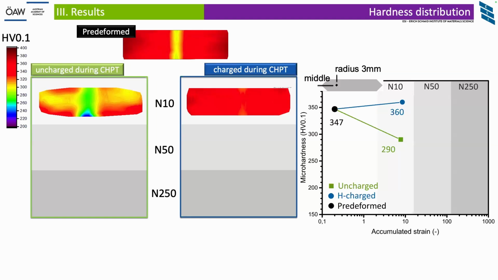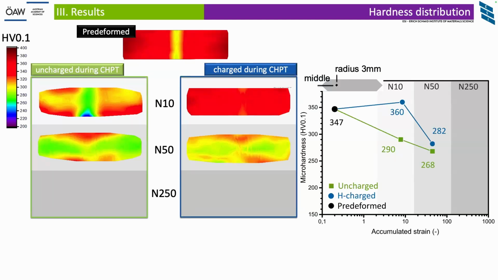For the hydrogen charged case, we see the other extreme. There is no grain coarsening. We know this from the EBSD measurements, but what was interesting to see is there is no shear localization at all. So hydrogen seems actually to decrease localization tendencies in such nanostructured materials.